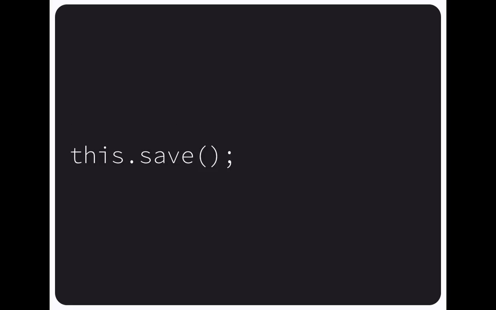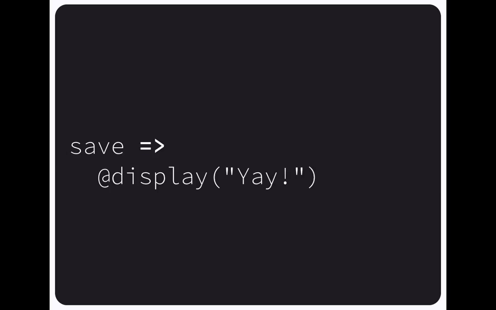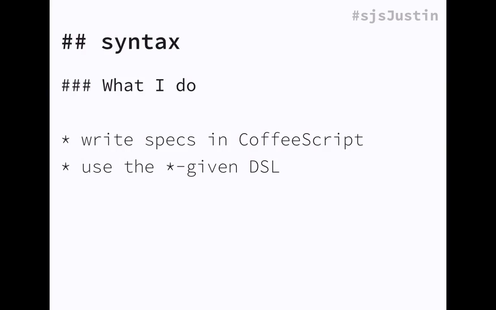Also, this or this dot can be aliased to the @ symbol, so you can say @save instead of this.save. If you've ever done something like this in JavaScript where you don't trust the context object getting stolen away from you in some callback function, so you memoize it, you can actually lexically bind the context variable with a fat rocket symbol. So that'll make this dot display from whatever was above the save function continue to work.